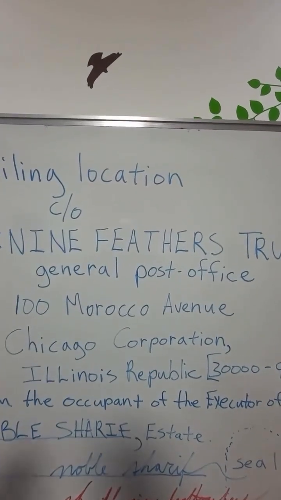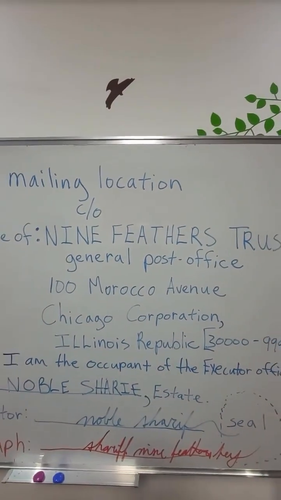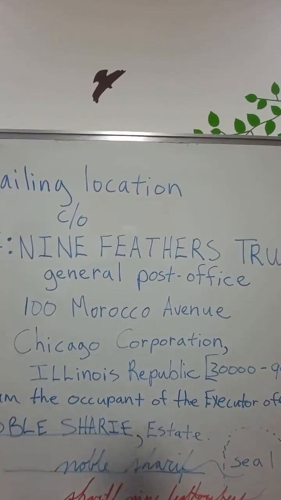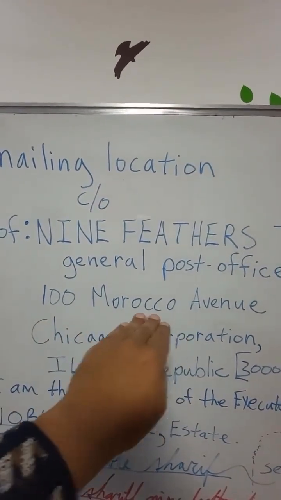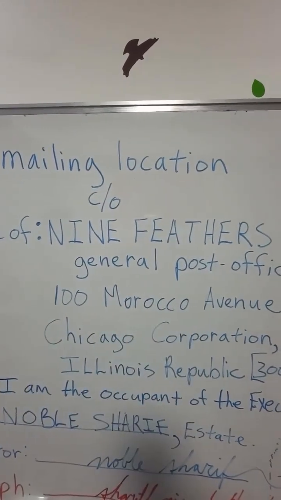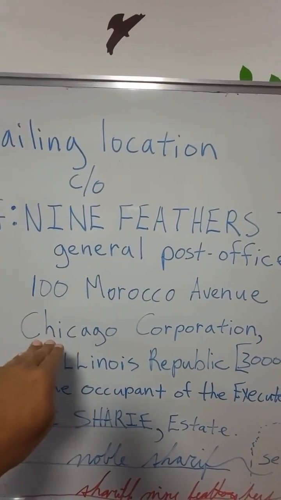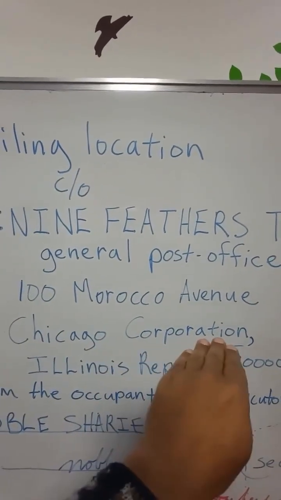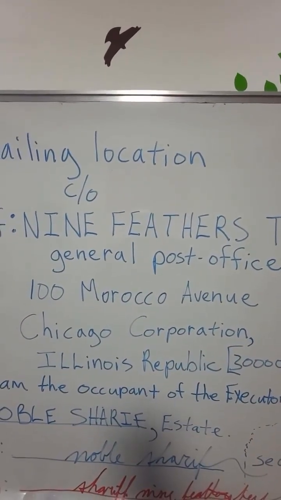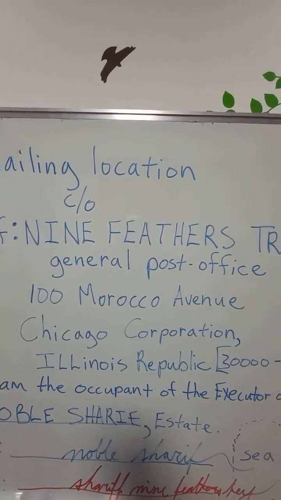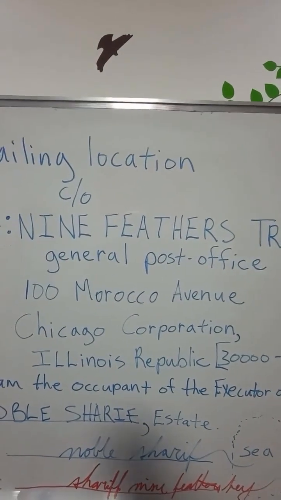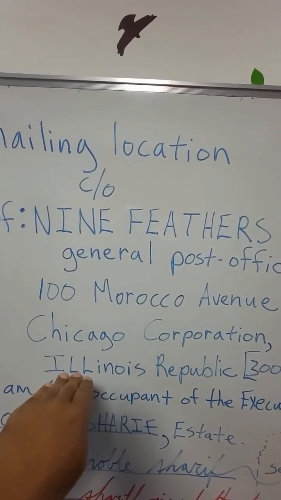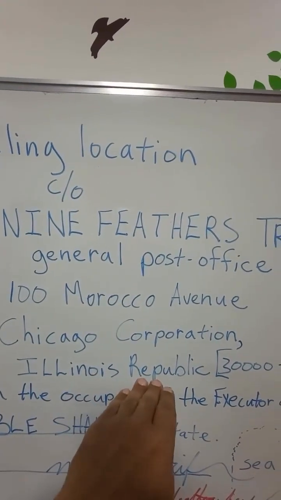This is not the real mailing location of my general post, but I'm using this as an example. Under that, I put the street or the avenue, and then whatever city, I put corporation after it. Make it clear, right, that it is outside of corporate jurisdiction. Then whatever state it is, make sure you put republic.